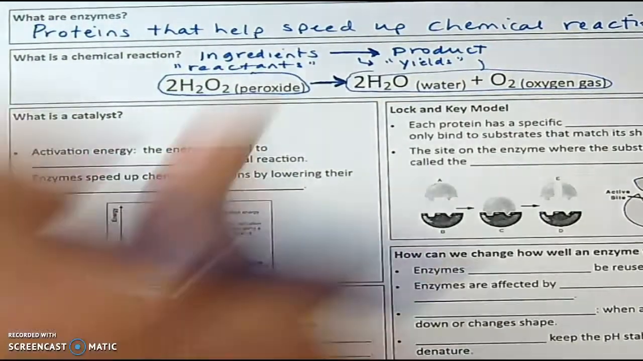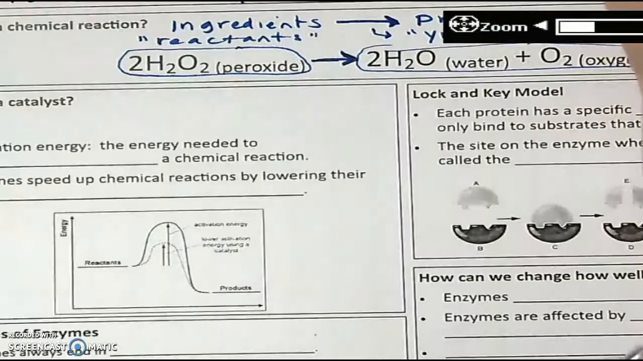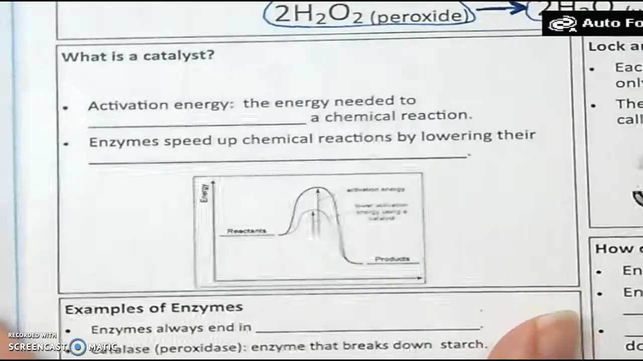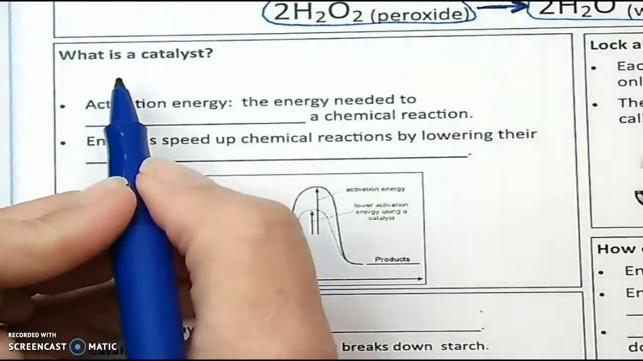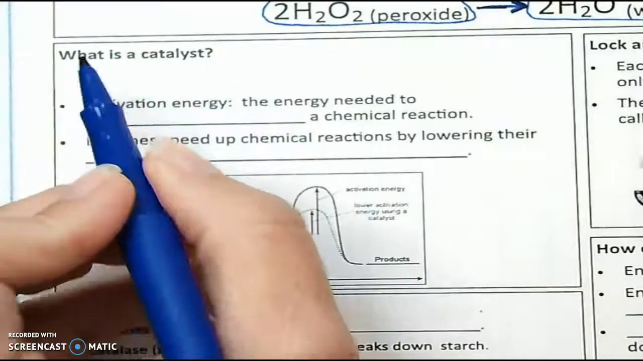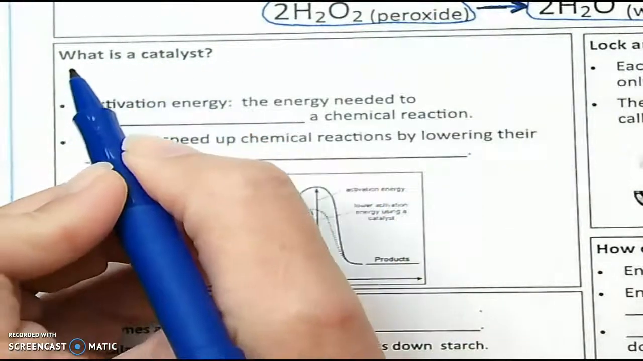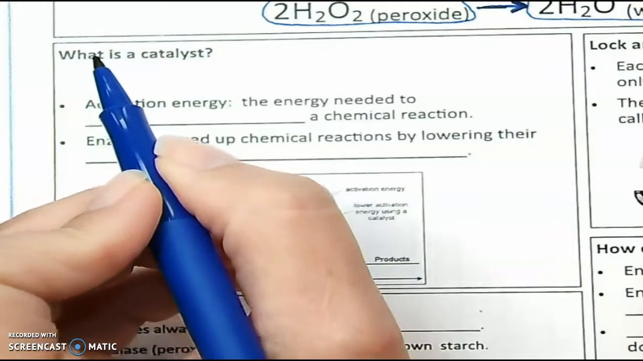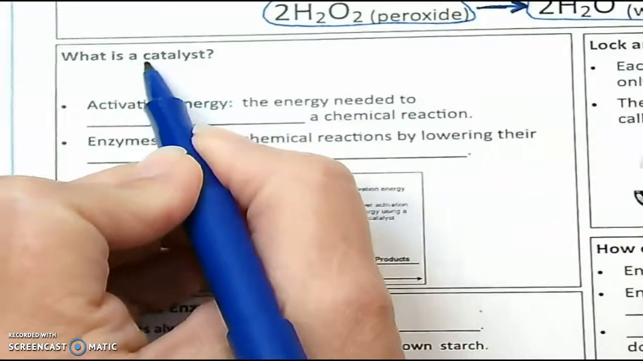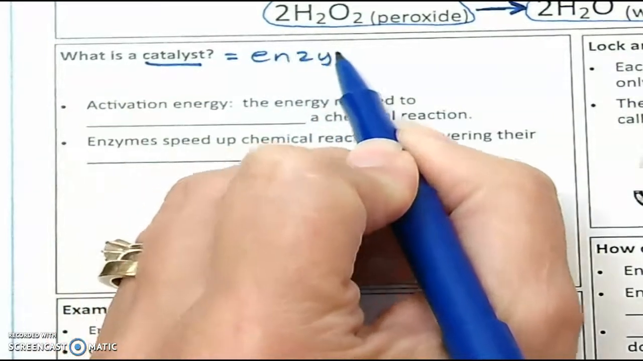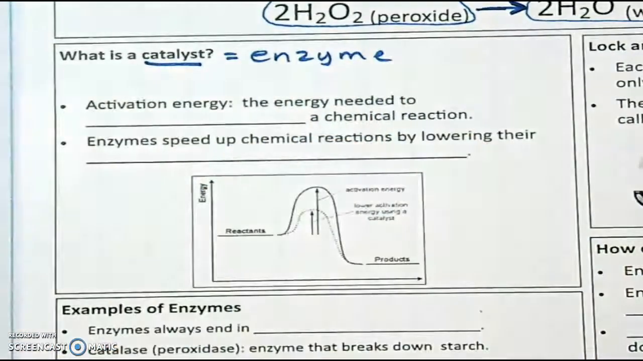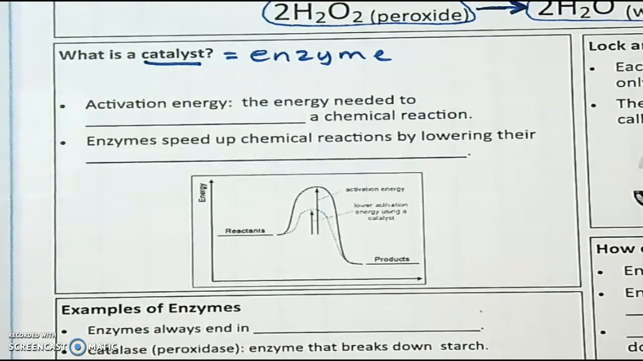Let me make this a little bit bigger. Slide this over so you can see a little bit better. Okay, so this question here, what is a catalyst? The reason I put this here is that you know how scientists like to use many names for the same thing. A catalyst is another name for an enzyme. So if you see in a question something about a catalyst, we're talking about an enzyme.